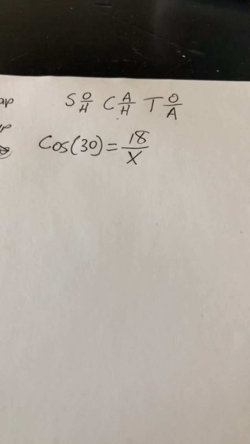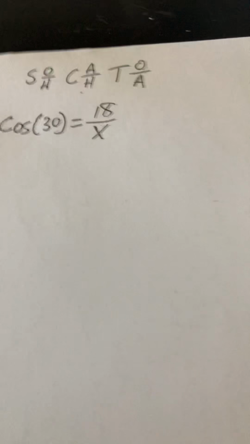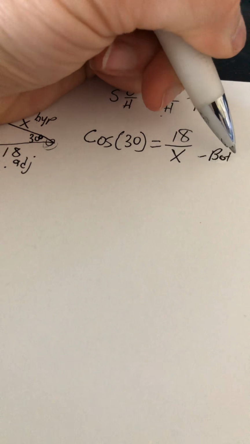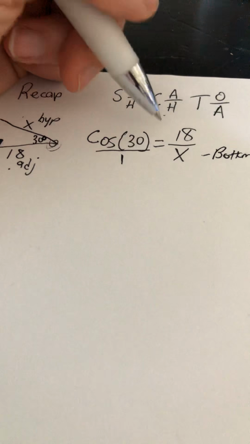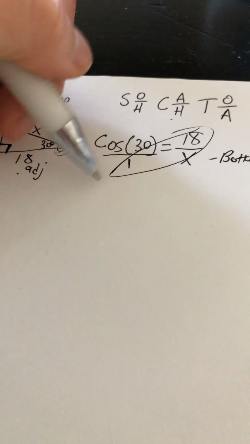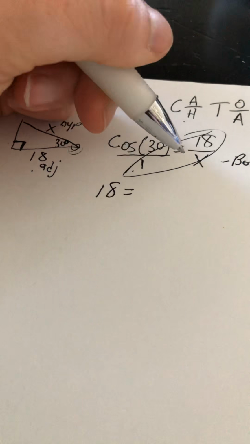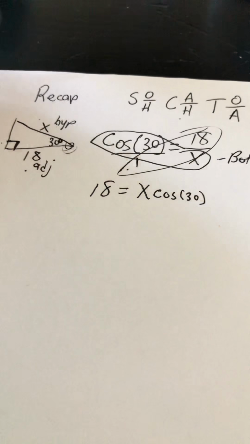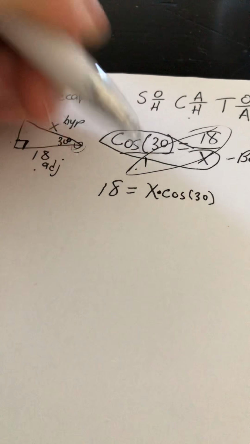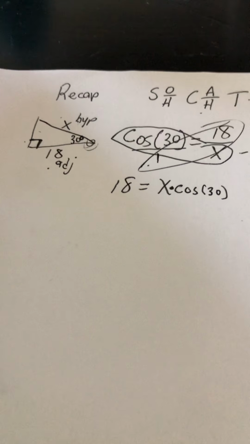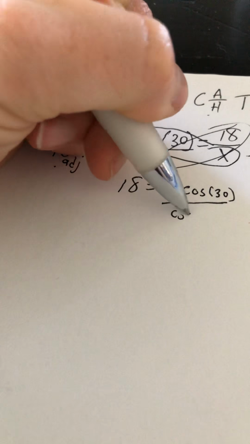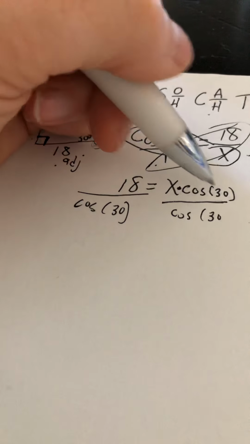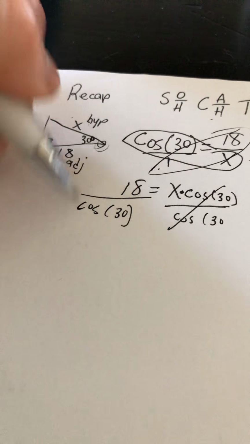So, is X on the top or the bottom of our fraction? It's the bottom, so we are going to cross multiply and solve. So 1 times 18 is 18. We've got X times cosine 30 degrees. Because it's being multiplied, to get rid of cosine 30, we're going to do the inverse operation, which is divide by cosine of 30. So those cancel out, and we type this into the calculator.